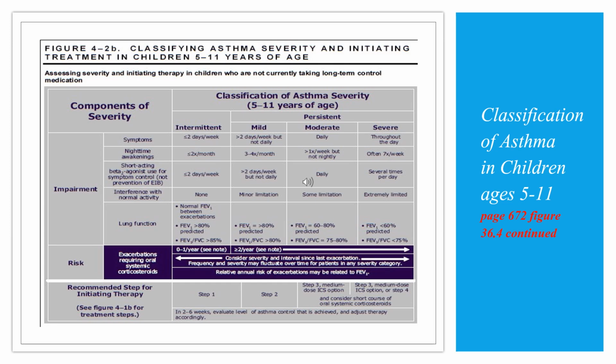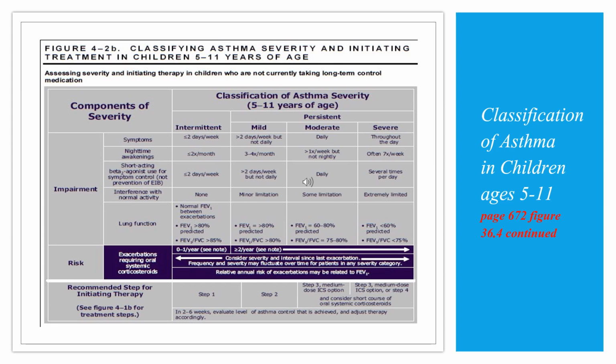Same thing with this. This is for children ages 5 to 11. And you move from intermittent to persistent, mild, moderate, severe. You need to know how each are classified. The intermittent is about the same as the intermittent in children 0 to 4, except they may have nighttime awakenings that are less than twice a month. And again, this tells you what medicine you're going to start and when you're going to move to the next medicine. All asthma treatment is a stepwise approach.